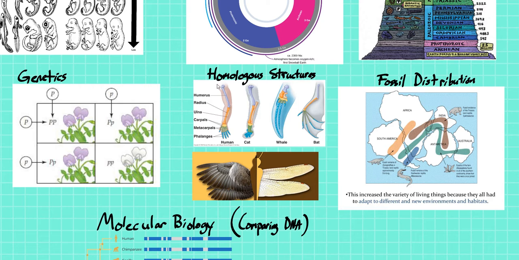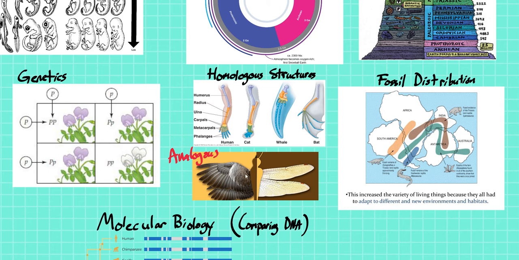Homologous structures are structures with the same building blocks, but organized in different ways for different purposes. So a bat wing, a whale fin, a cat leg, a human arm, these all are built out of the same bones in the same order with the same type of connective tissue, same type of nerve tissue, circulatory tissue. These are all built to the same plan. These are close relatives of each other. These are all mammals.